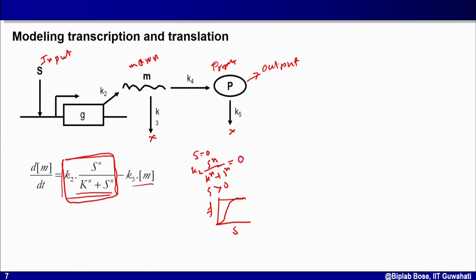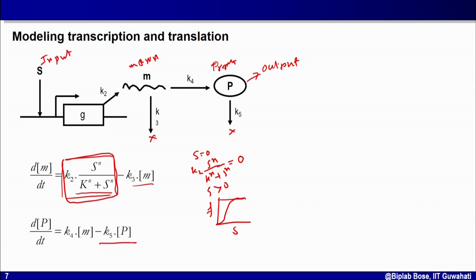Let us look into the protein part. dP/dt, the rate of change in concentration of protein, will be equal to k4 into m. M is the amount or concentration of mRNA present. So obviously translation will depend upon how many copies of the mRNA are present at that time for that particular protein. So it is k4 into m, a first order reaction, minus k5 into p, that is the first order degradation of the protein. So I have two simple ODEs. The first one only has this Hill function and the transcription rate control.